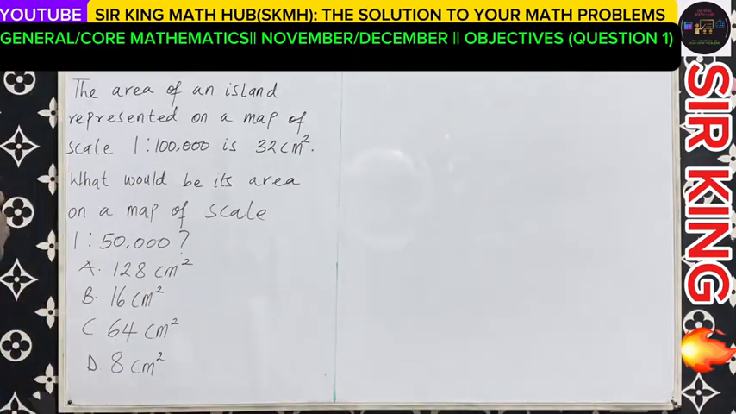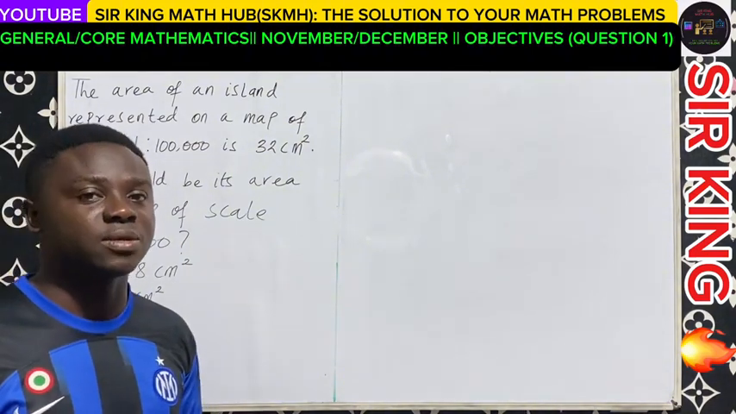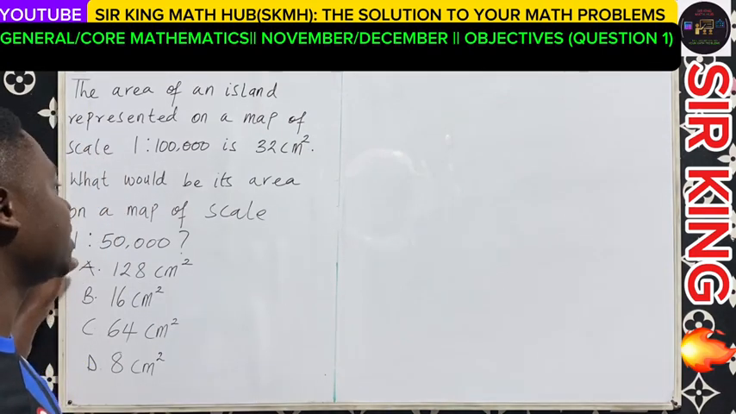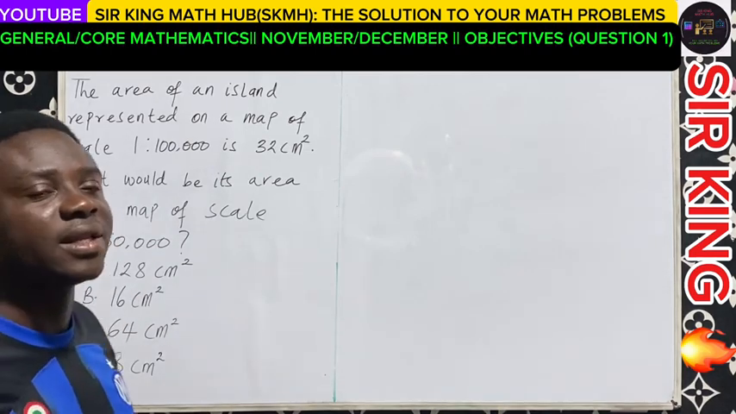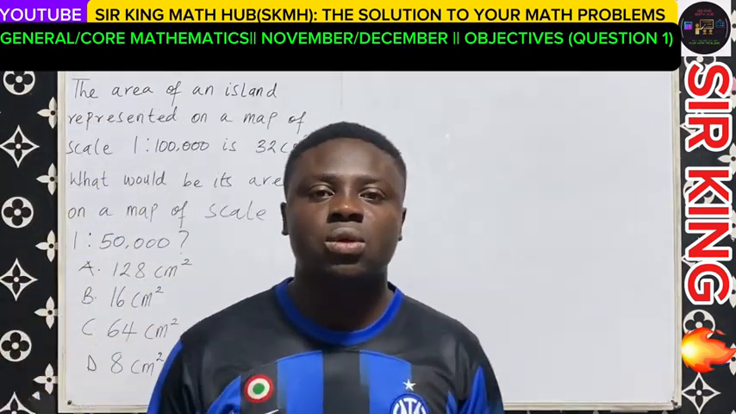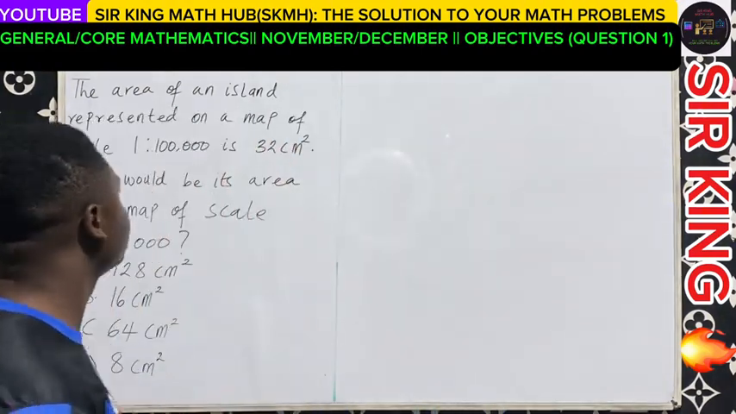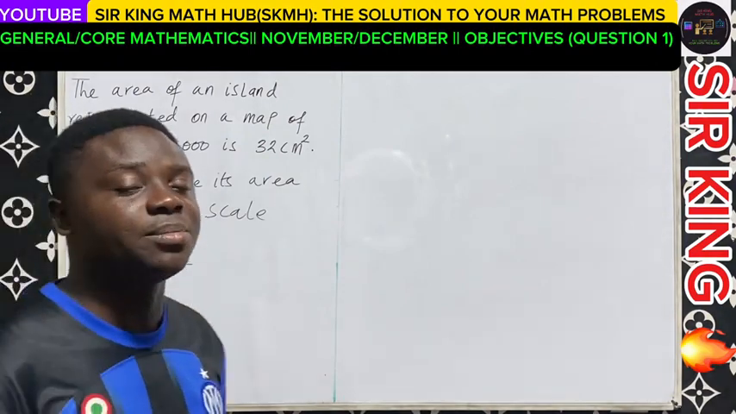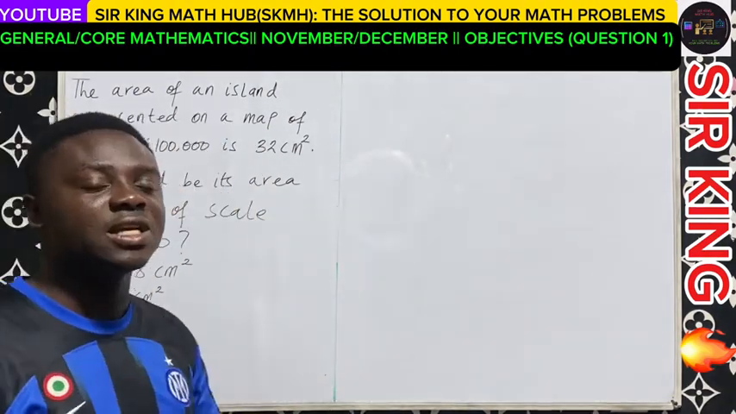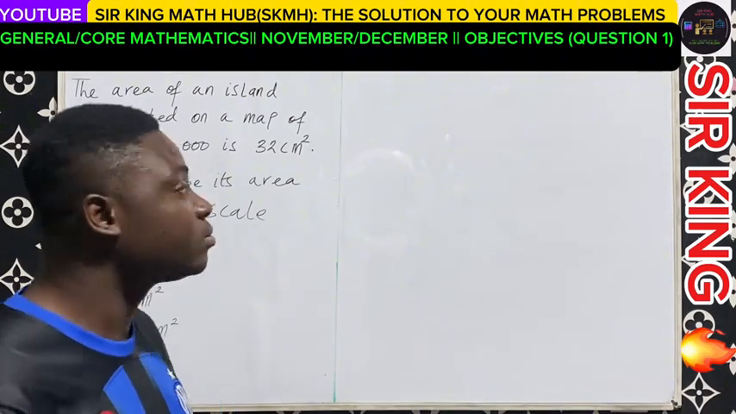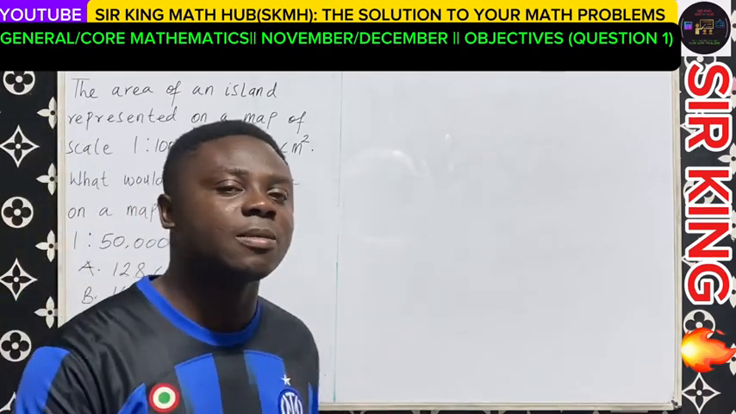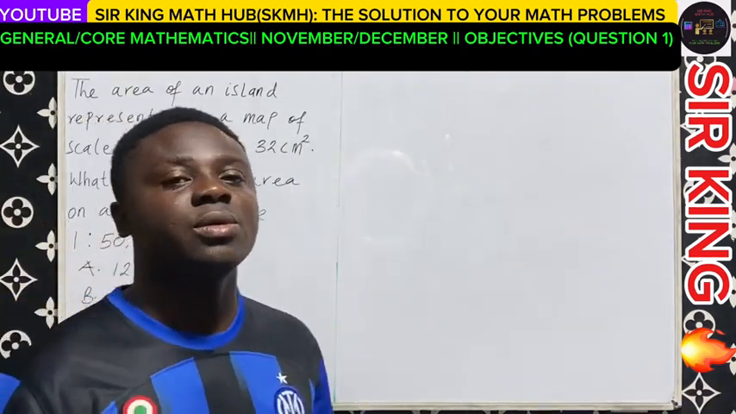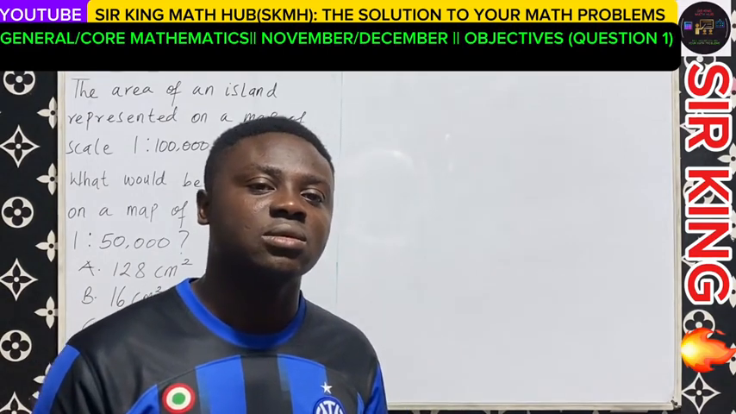Now, a map with a scale 1:100,000 and a map with a scale 1:50,000. A map with a scale 1:50,000 is bigger than a map with a scale 1:100,000. Why is it so? Let's interpret 1:100,000. It means that every 1 centimeter on the map represents 100,000 centimeters on the ground.